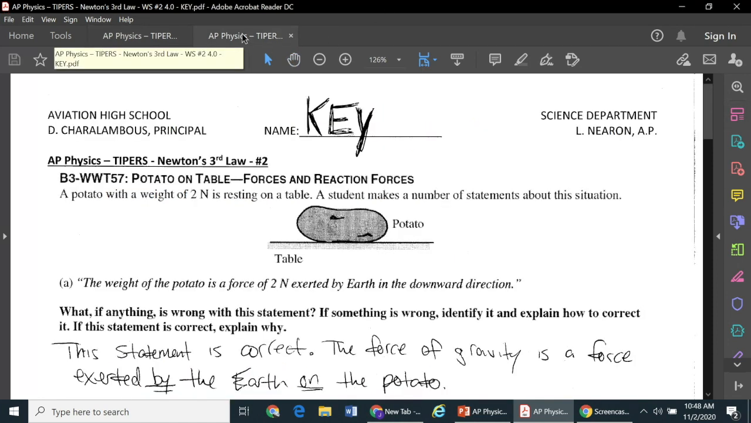So the answer for A is, this statement is correct. The force of gravity is a force exerted by the Earth on the potato. And because they tell us it's a potato with a weight of 2 newtons, then we know the weight is a force of 2 newtons. So this statement is correct. The force of gravity is exerted by planets on objects. Take a second to pause this video here and amend your explanation if you need to, add anything that you might have had missing. And when you hit play, we'll jump over to B.